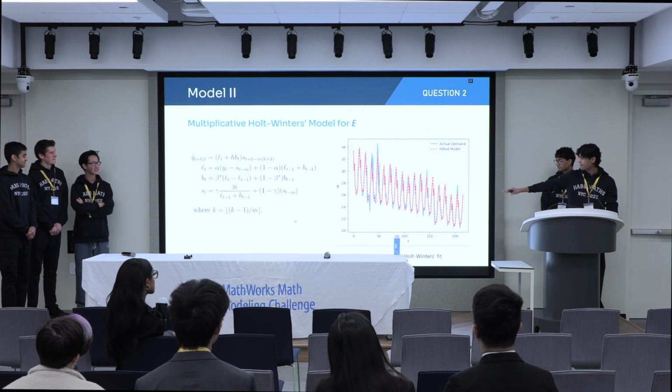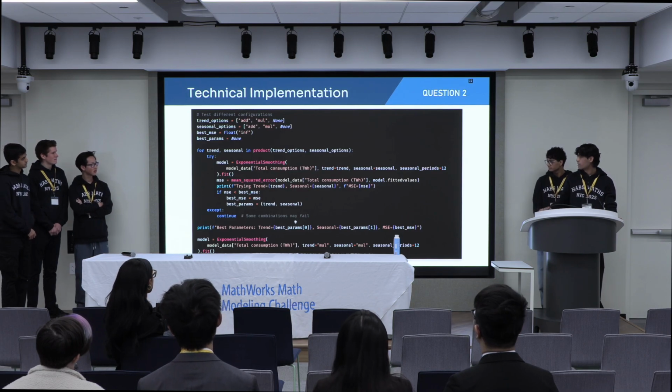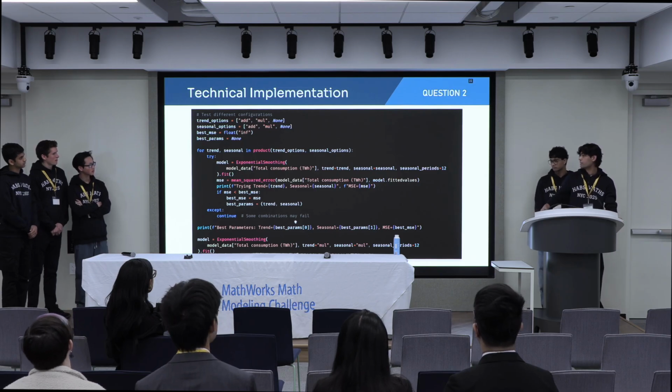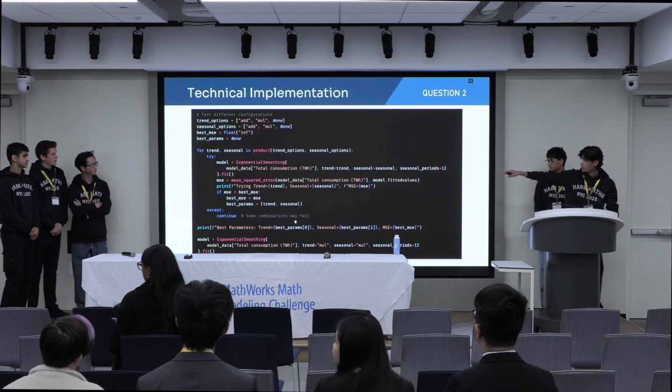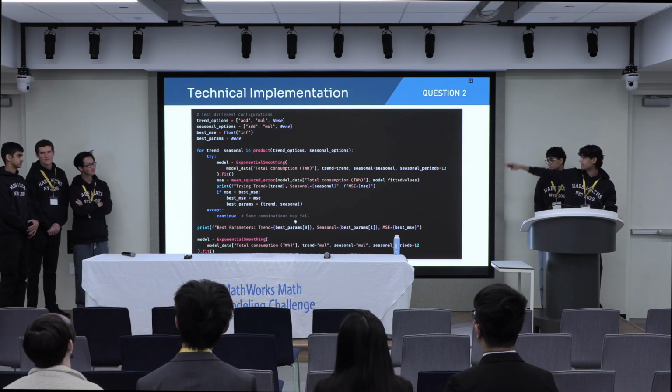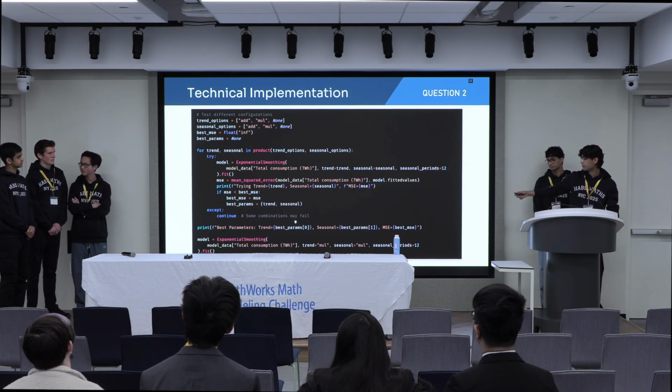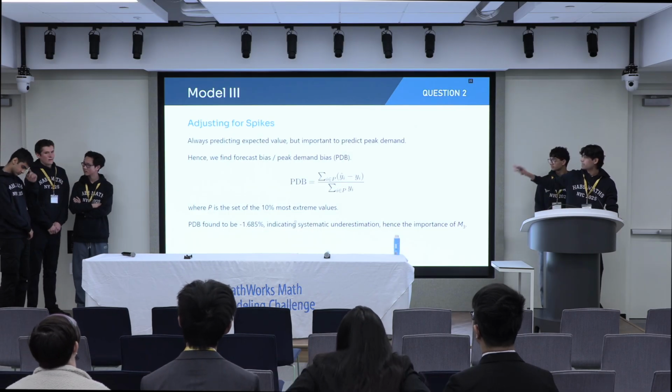And so we wanted to capture these spikes a little bit better, and that leads me on to model 3. But first, I'm going to talk a little bit about our technical implementation of the code. Here you can see we loop over all possible combinations of additive and multiplicative, and we find the one with the least mean squared error. And so here's model 3.